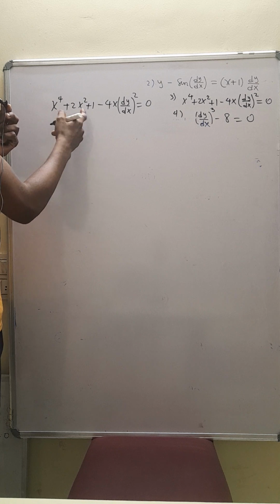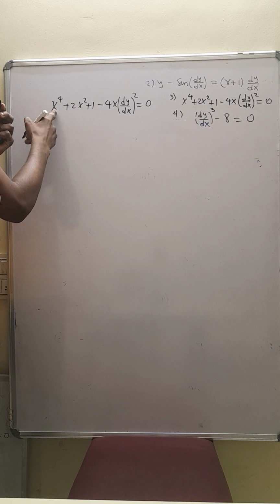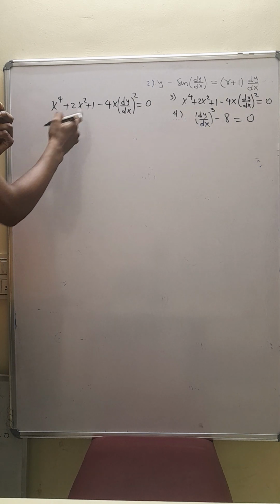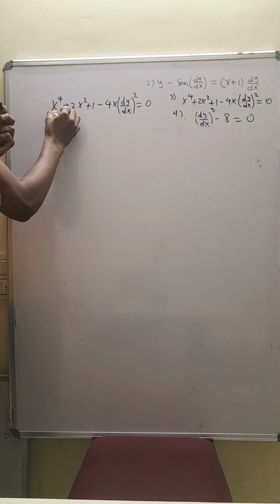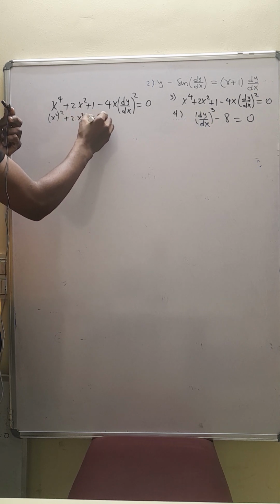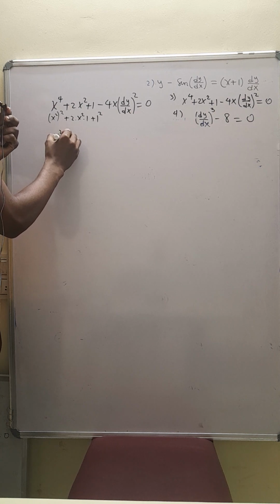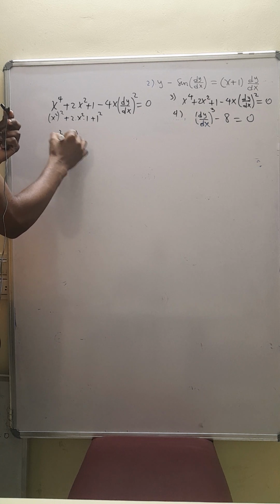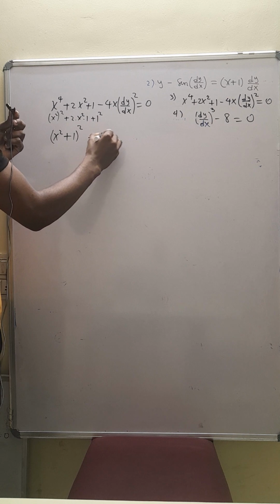So then, what should I do with this? If you look at this expression deeply, you will understand that it is nothing more than a perfect square: x squared plus 2 times x squared times 1 plus 1 squared. This is a perfect square. So I can write it this way: x squared plus 1, squared, minus 4x.